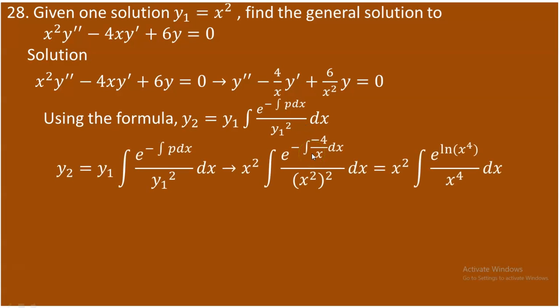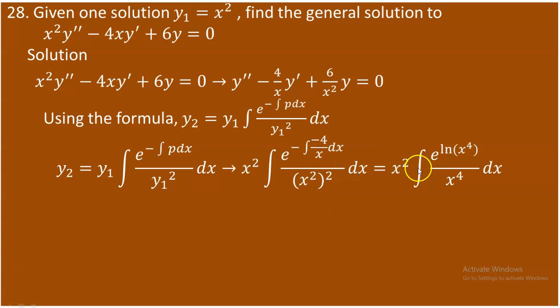So directly substitute now y1 by x squared and p by negative 4 over x in this derived equation, and finally you can have y2, the formula I told you over here. So in place of y1, I'm now using x squared. So the integral of e to the power of minus of, your p is a coefficient of y prime, which actually is negative 4 over x dx. So here we need to square y1, so the square of x squared is going to be x to the power of 4, as you see.